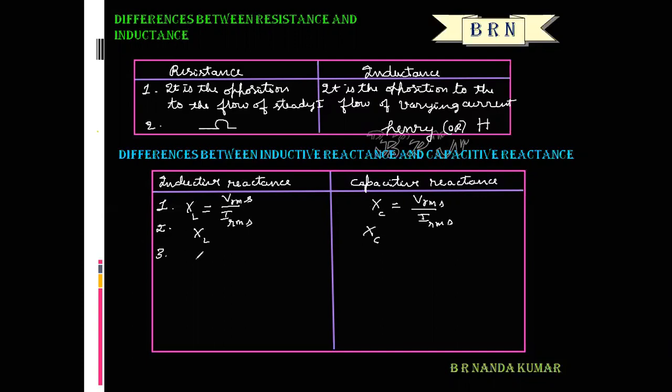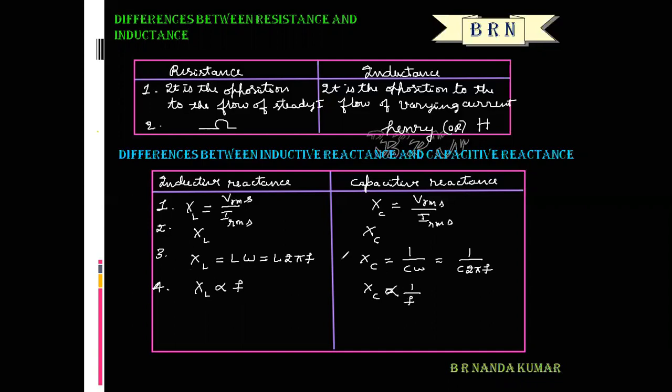So what is the mathematical expression for inductive reactance? That is L omega. In terms of frequency, L into 2 pi f. The mathematical expression for capacitive reactance is 1 divided by C omega. In terms of frequency, 1 divided by C into 2 pi f. So how does the inductive reactance depend on the frequency? Inductive reactance is directly proportional to frequency. Capacitive reactance is inversely proportional to frequency.